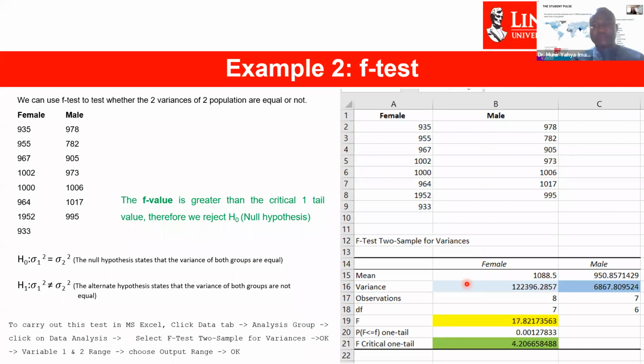Even if you look at it here, these are the variances. The variance for female is this, and the variance of male is this. These are not equal, right? So from this you can see it, but how do you prove this? How do we report this? You can simply say that the F value is greater than the critical one tail value, therefore we reject H0. And if we reject H0, then we have to accept H1, which is our alternate hypothesis. What do we have in our alternate hypothesis? The alternate hypothesis states that the variances of both groups are not equal. So how do we do this?